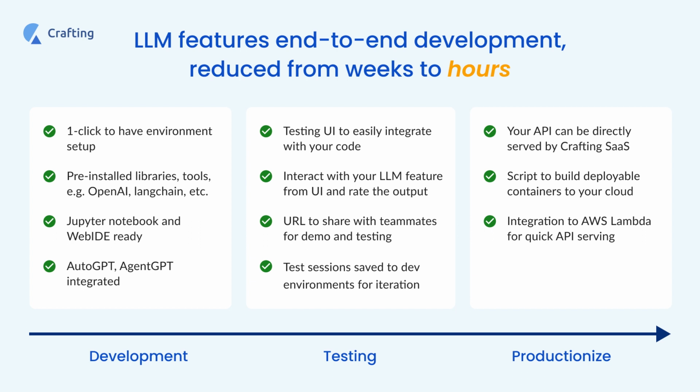The solution integrates convenient tooling for the full cycle, from development to testing and iteration, then to production. For development, the one-click environment includes all the libraries and tools, such as OpenAI SDK, LangChain, Jupyter Notebook, Web IDE. For testing, Crafting provides a convenient UI for interactive testing and human-in-the-loop iteration with shareable URL. To productionize, Crafting can serve your API directly or pack your already working code into containers for self-deployment.